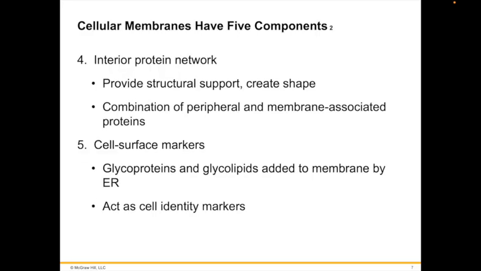Cell surface markers. As you learned in Chapter 4, membrane sections assemble in the endoplasmic reticulum, transfer to the Golgi apparatus, and then are transported to the plasma membrane. The endoplasmic reticulum adds chains of sugar molecules to the membrane proteins and lipids, converting them into glycoproteins and glycolipids. Different cell types exhibit different varieties of these glycoproteins and glycolipids on their surfaces, which act like cell identity markers.